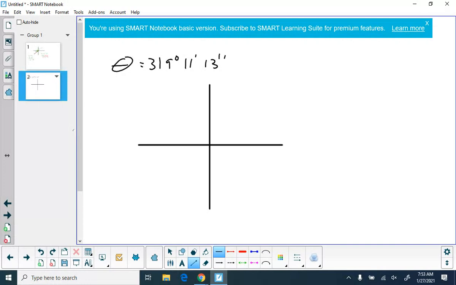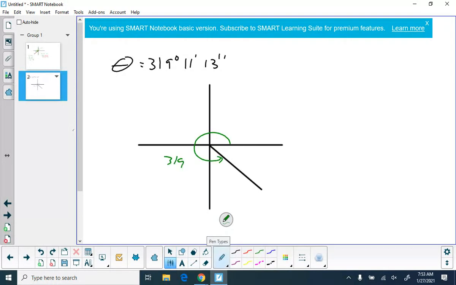Okay, which quadrant are we in, Cole? Quadrant 4. Okay, so we're going to rotate 319 degrees, 11 minutes, and 13 seconds. Once again, this is not an exact art. You don't have to worry about making this an exact drawing. Just need to make sure the picture is correct. Okay, we're in quadrant number 4. Still doesn't mean you can't do the problem.